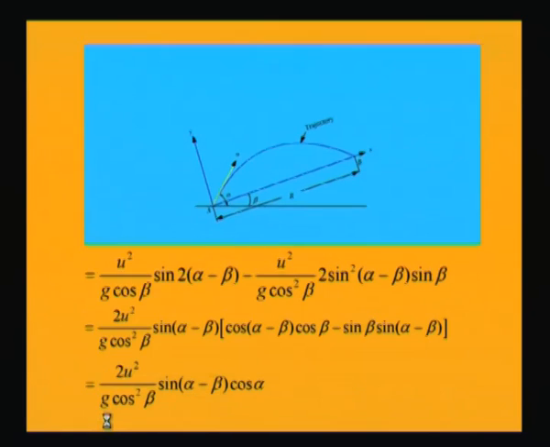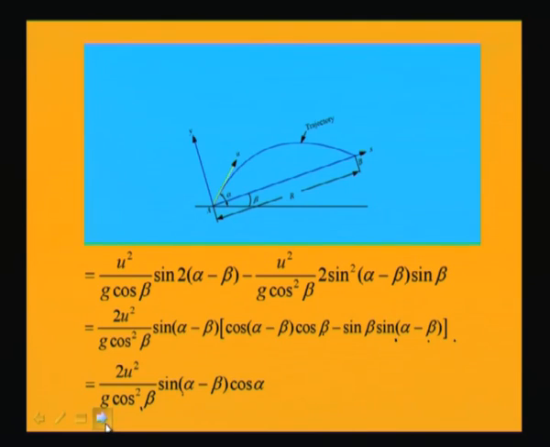Let us see if we can simplify this. This can be written as u² by g cos β into sin 2(α − β), using the formula sin 2a = 2 sin a cos a. Then similarly, the other part can be written as minus u² by g cos² β into 2 sin²(α − β) into sin β. Here I can take sin(α − β) common, and u² by g cos² β common, then this will become cos(α − β) cos β minus sin β sin(α − β). So, using some trigonometrical formula, we simplify it, and this is equal to 2u² divided by g cos² β into sin(α − β) into cos α.